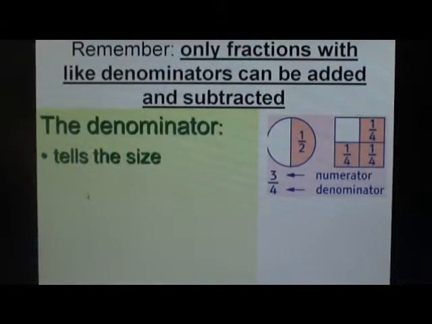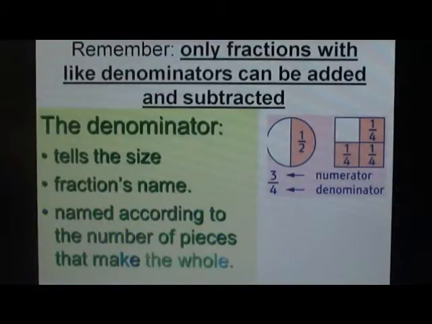Remember, the denominator tells the size of the fraction. It also tells us the fraction's name. And of course, it tells us how many pieces make up the whole. We have a couple of examples here. Here's a circle broken into two pieces, and the denominator is a 2, telling us that 2 halves make up the whole. Here we have a square broken up into 4 pieces, so the denominator naturally is fourths.